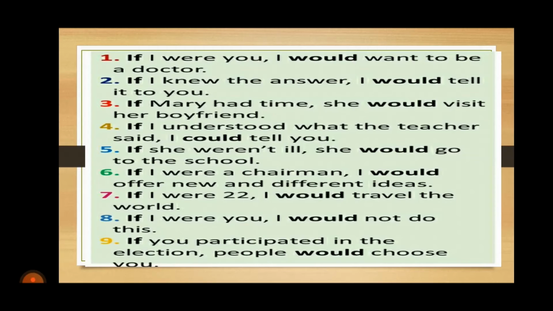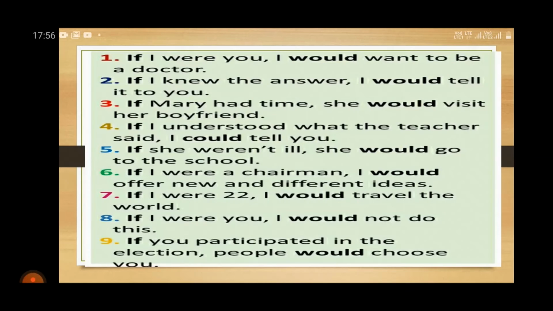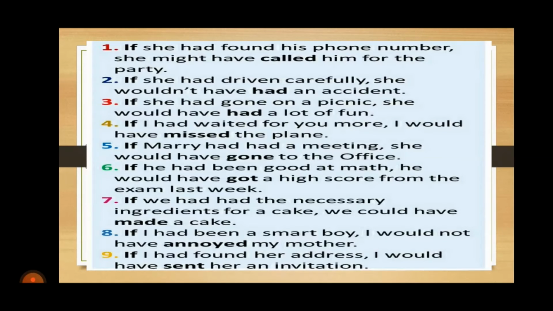If she weren't ill, she would go to the school. If I were a chairman, I would offer new and different ideas. If I were 22, I would travel the world. If I were you, I would not do this. If you participated in the election, people would choose you. So probably all the sentences that you pick up here come under the second conditional class.